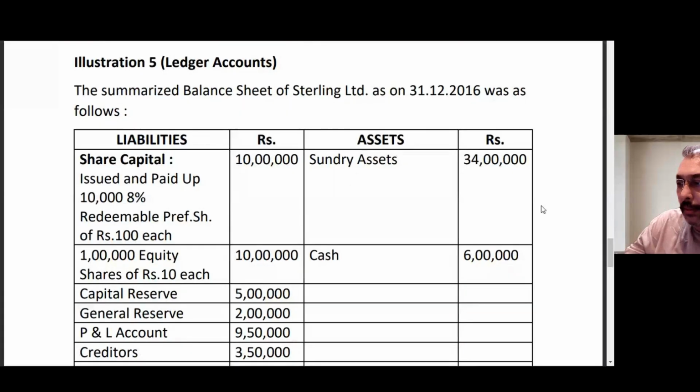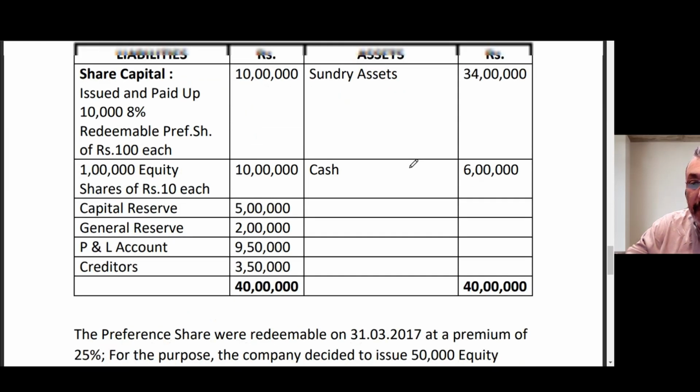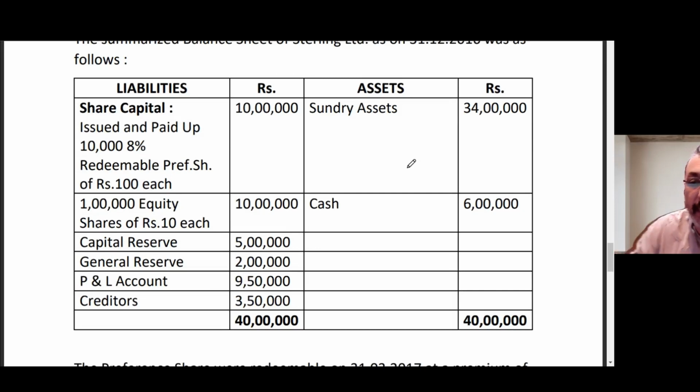One more question of redemption of preference shares. You can see this question on your screen. The summarized balance sheet of Sterling Limited as on 31st December 2016 was as follows. You can see the balance sheet, and from this balance sheet, you can make out what you have to do.